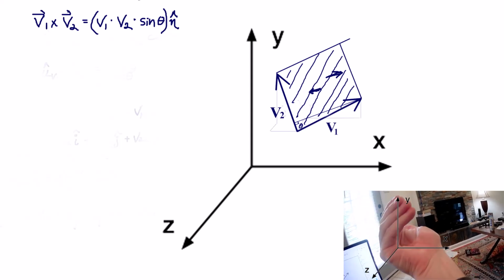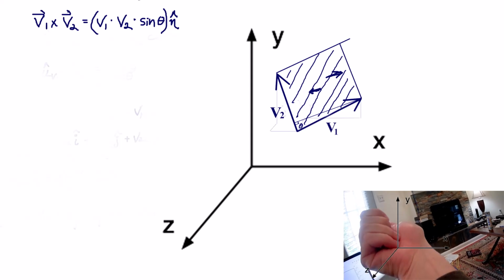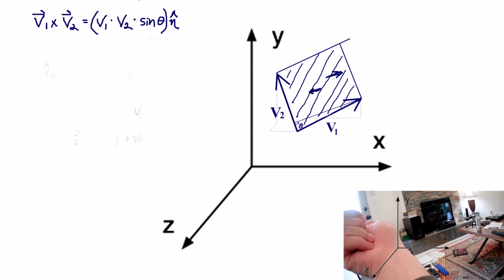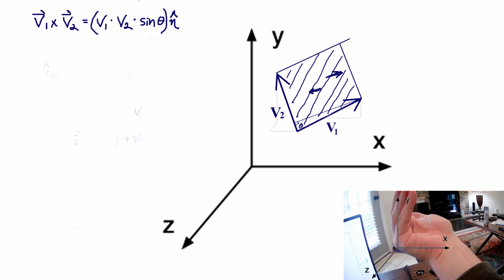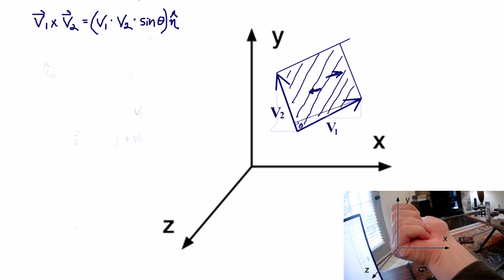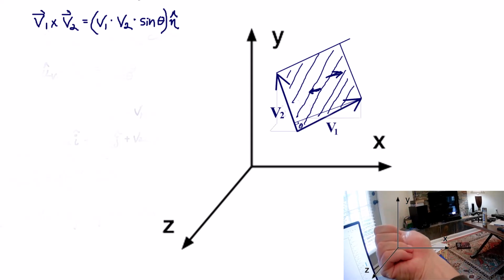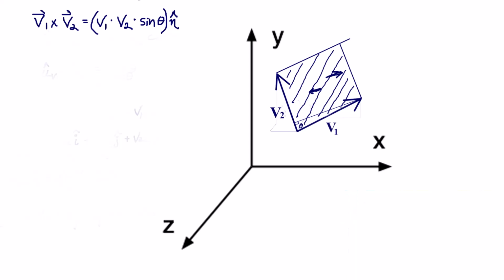Now, if it was V2 cross V1, you would put the palm of your right hand along V2 with the curl of the fingers facing V1, push V2 to V1, and the thumb is facing in the direction of the normal vector. So we're doing V1 cross V2. This is going to be our direction. So how do we determine the components of a unit vector in that direction?